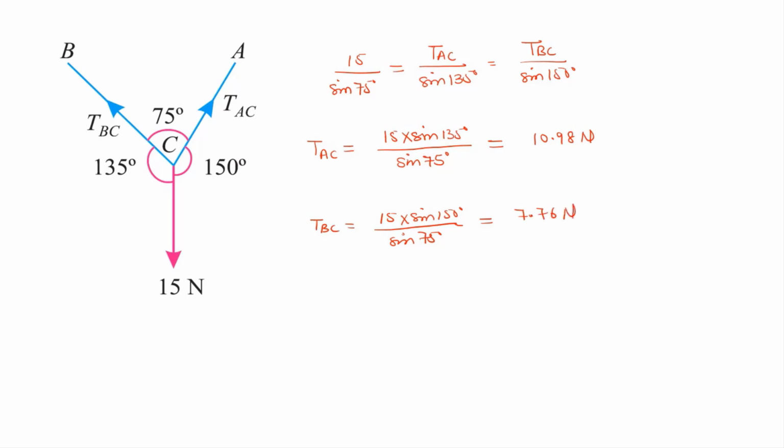7.76 Newton. So by applying Lami's theorem, we have calculated the value of tension in the AC string and the tension in the BC string as 10.98 Newton and 7.76 Newton respectively. So this is Lami's theorem.